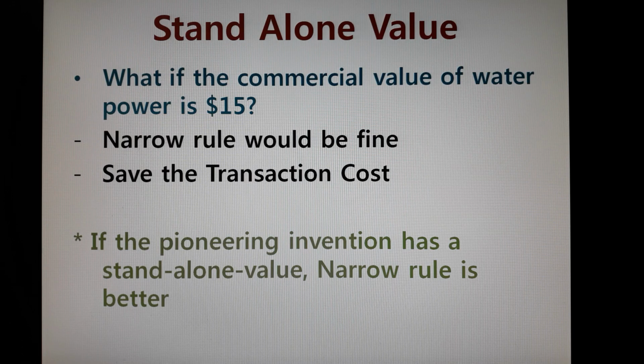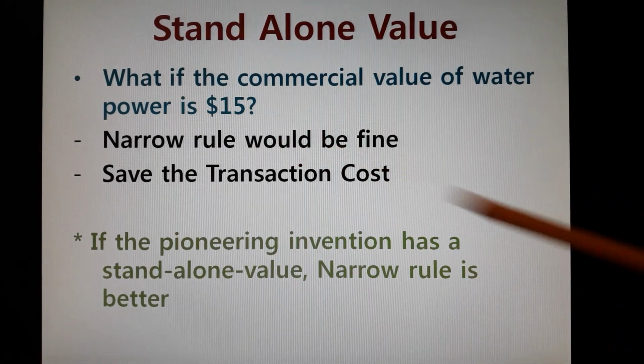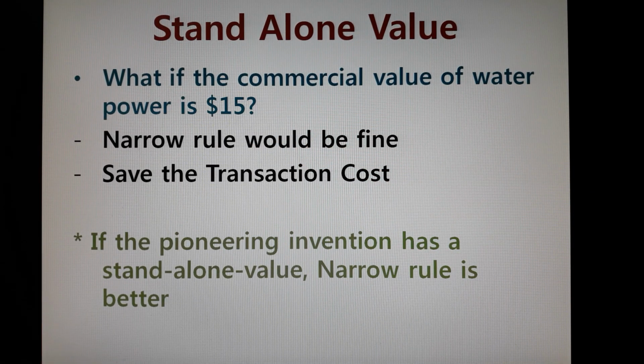Of course, she hoped that she can get profit from the water car also, but even without the profit of the water car, Professor Kate, the physics professor, would do it because 15 minus 10, she can get $5 profit at least. So in this case, the narrow rule, defining the patent narrowly, is also fine. Actually, it is better. Why?